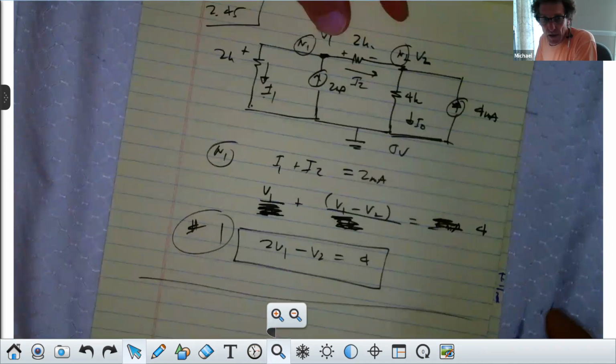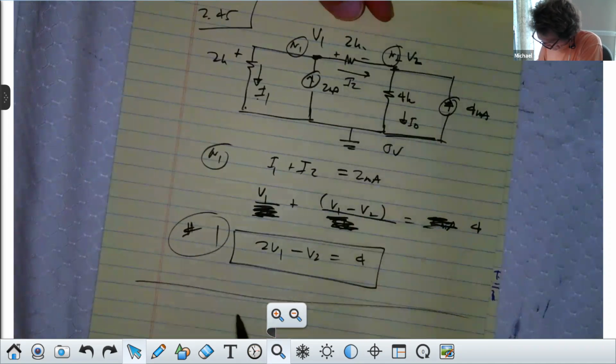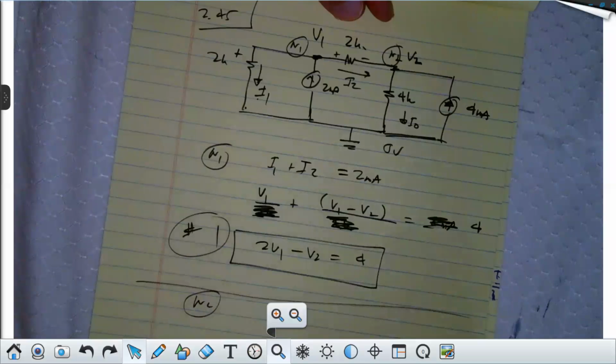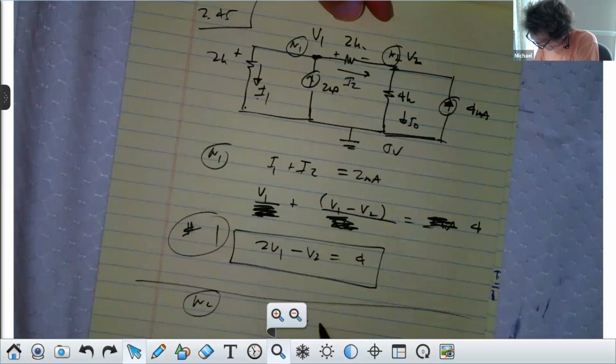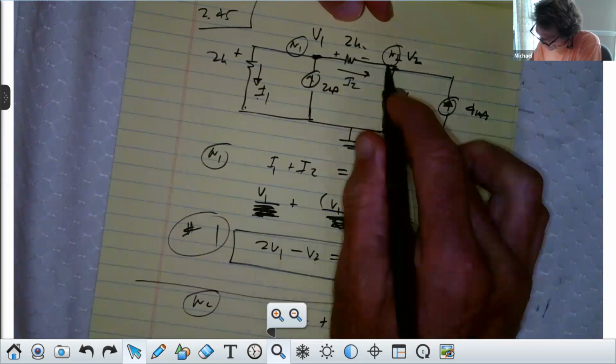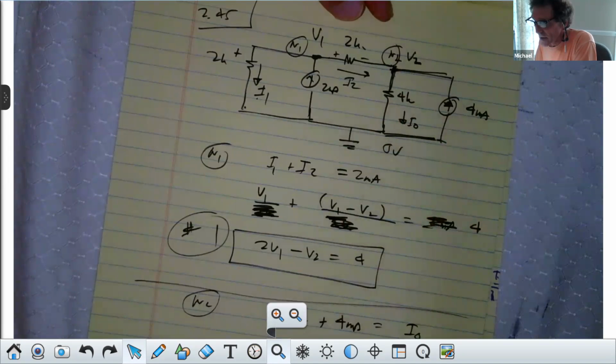I'm moving quickly, I know that. Now, what's the equation for node 2? Would it be I2 equals I naught minus 4 milliamps? Equals I naught. How about I2 plus 4 milliamps? Because that's going in, right? This is the node, right? I2 plus 4 milliamps equals I naught. Y'all give me that one, class?